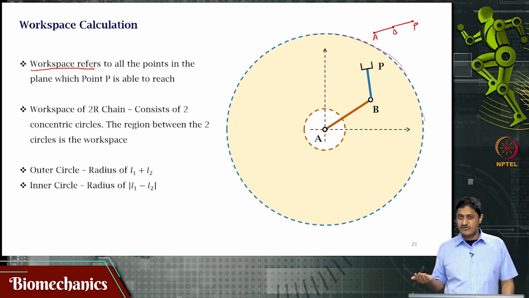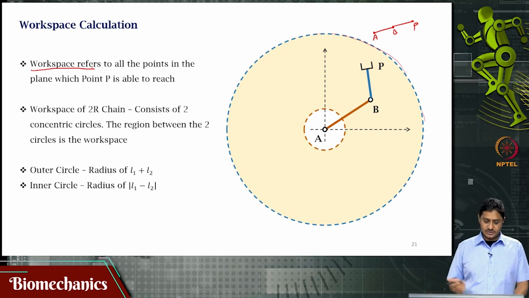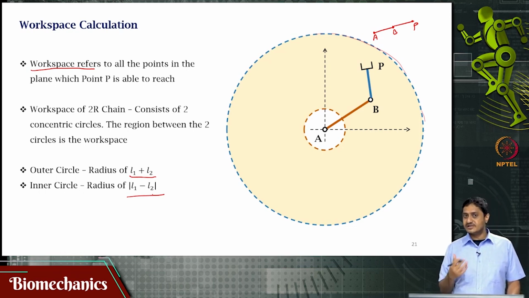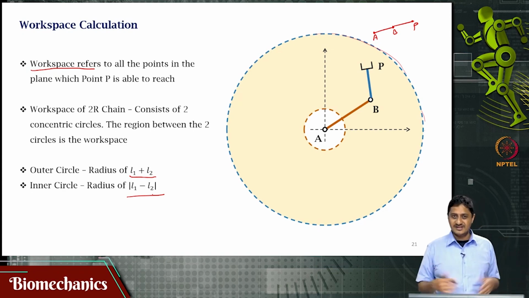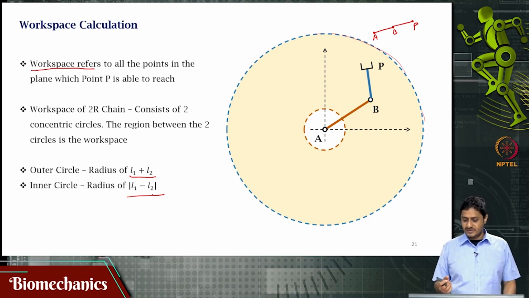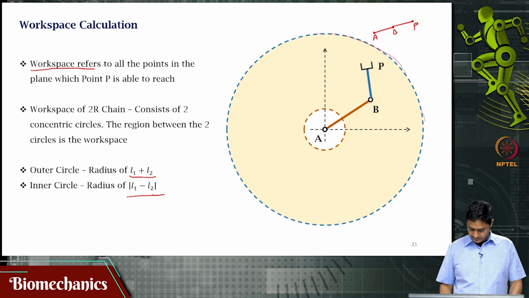Remember, this is a function of the link lengths L1 and L2. The outer circle has a radius of L1 plus L2, the inner circle has a radius of modulus of L1 minus L2. Of course, if L2 is greater than L1, this inner circle will essentially vanish, but for the purpose of discussion, we must have this more non obvious case.